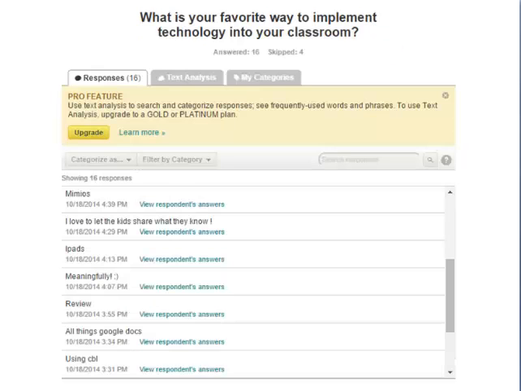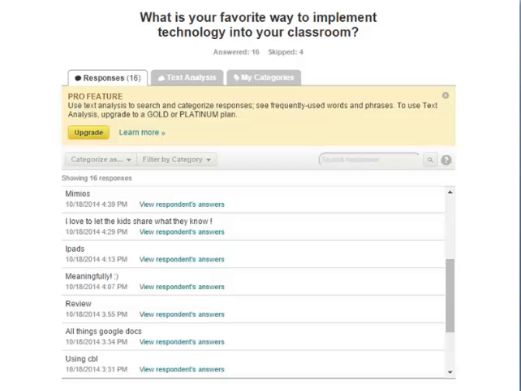Okay, this is another question that I left open-ended to just see what teachers put as far as what is their favorite way to implement technology into their classroom, because I believe that most teachers usually, at least some of the time, allow the students to use technology. And so if they have their favorite ways to allow students to do that, then they're more likely to allow students to use technology. So this is a sampling of their answers.